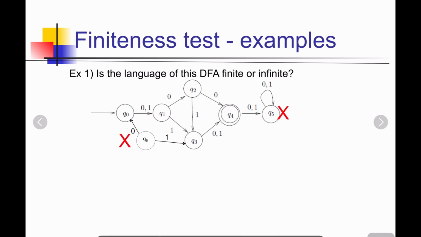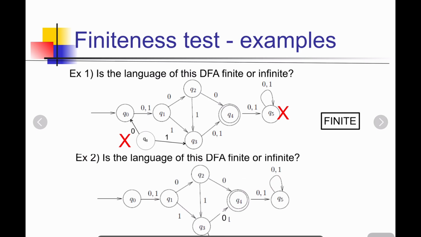These two marked in red are a dead state and an unreachable state. Q5 is a dead state and Q6 is an unreachable state. Then you can remove them. Then you have to check whether there is a cycle. Absolutely there is no cycle, so the DFA accepts a finite language.